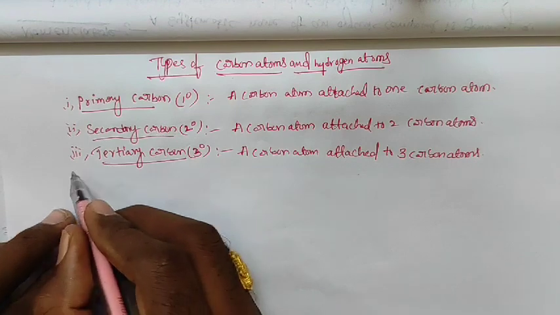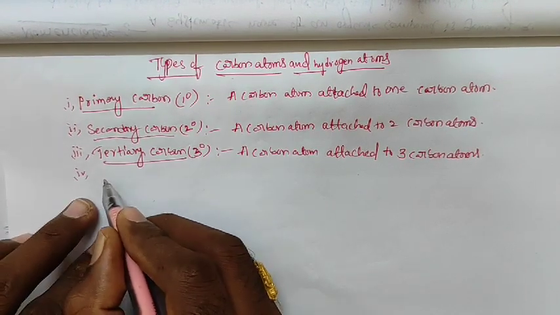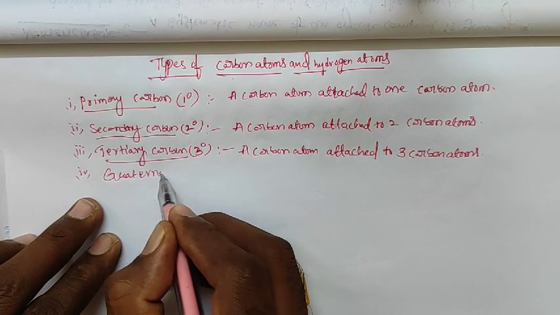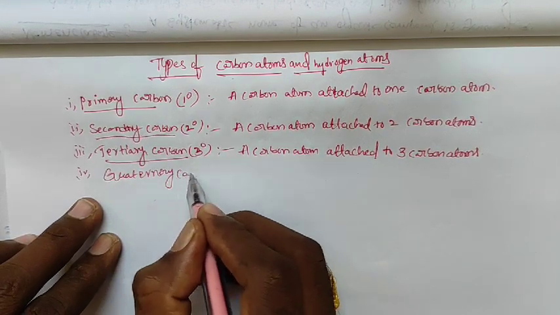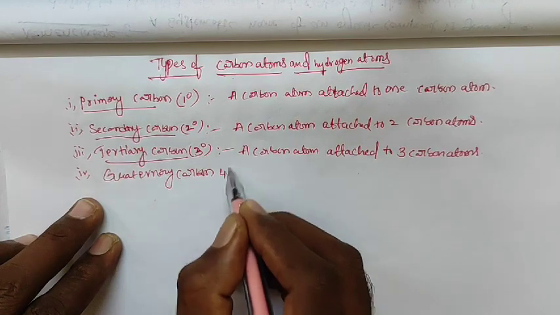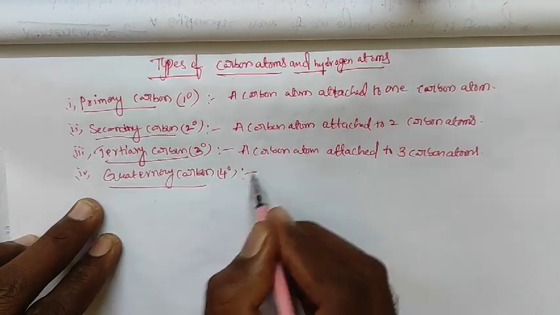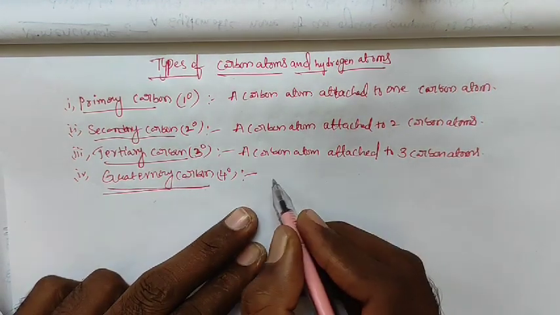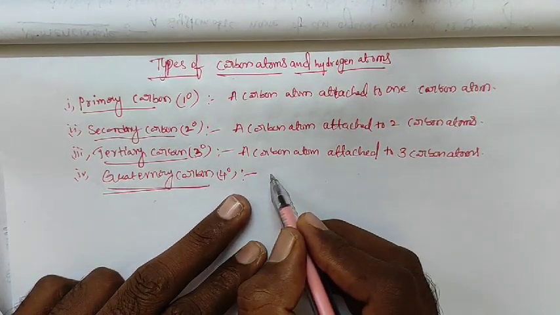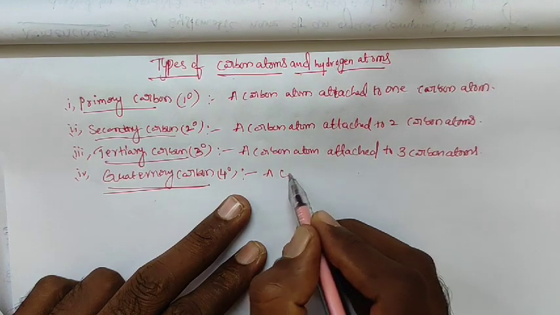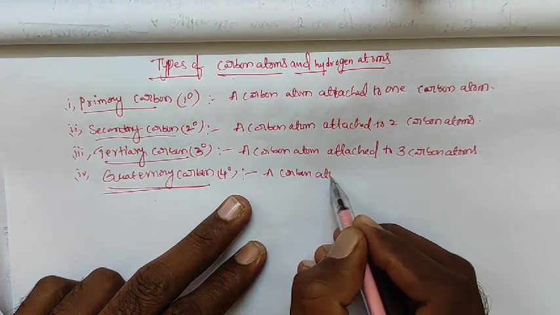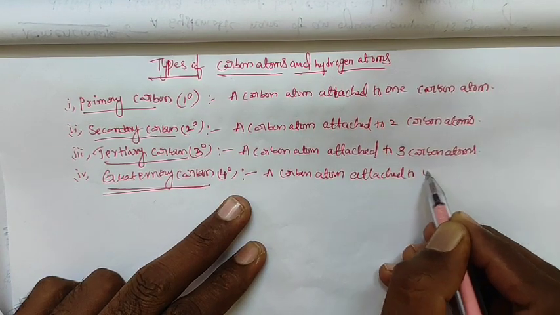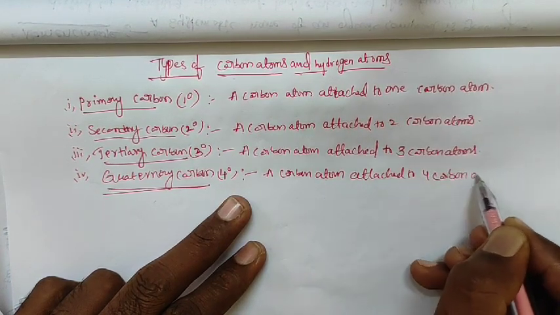Next, quaternary. Fourth one, quaternary carbon. Quaternary carbon means 4 degree, also we will call. This is 4 carbon atoms attached to one carbon atom, otherwise, a carbon atom attached to 4 carbon atoms.